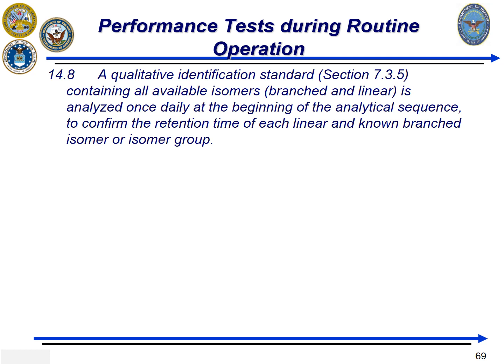So for the analytes that a standard is commercially available that contains branched and linear isomer mixtures of an analyte, a qualitative identification standard is required to be analyzed once daily at the beginning of the analytical sequence to confirm the retention times of the linear and known branched isomers or isomeric groups of an analyte.